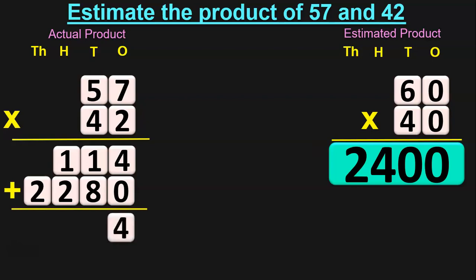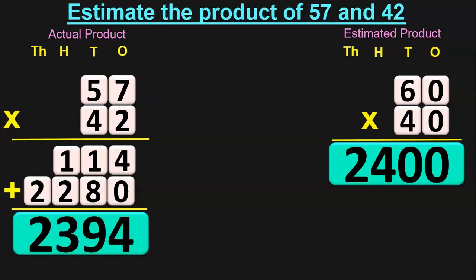So for the actual product, add the sum of these two products that you have obtained. 4 plus 0 is 4, 1 plus 8 is 9, 1 plus 2 is 3, and the 2 in the thousands place can be taken and written down just like that. So the answer is 2394. See, the actual product that you have obtained is very close to the estimated product 2400. So the child can be confident that the answer is closer to the estimation that he has made. So this gives confidence that the answer will be correct.